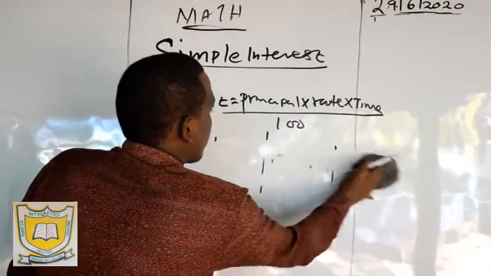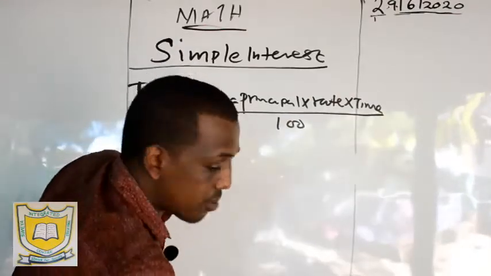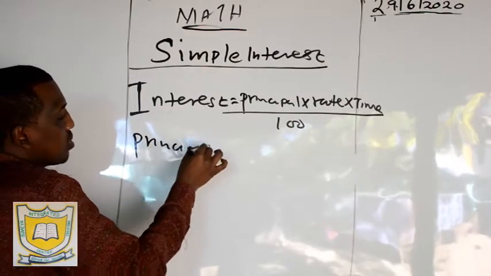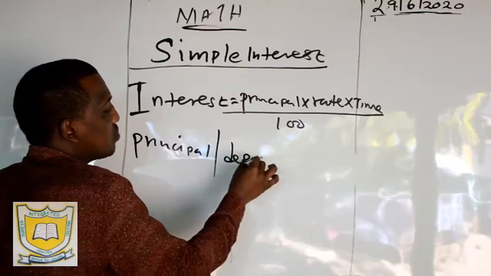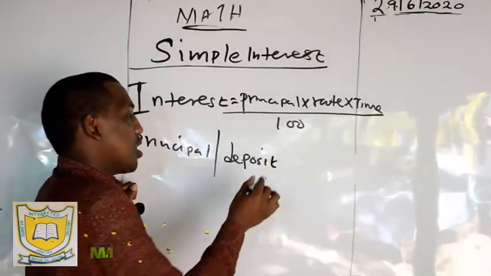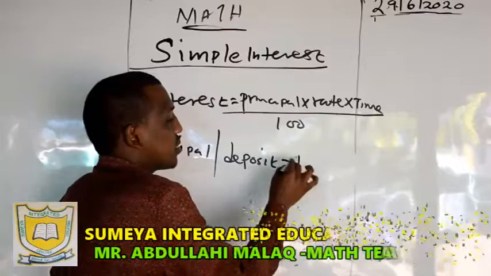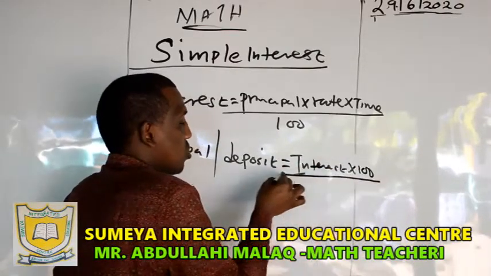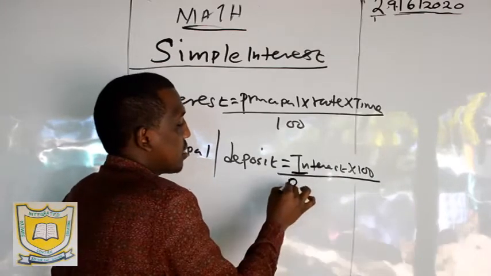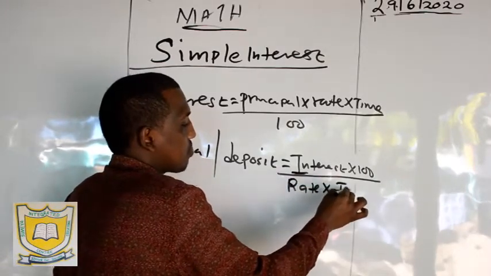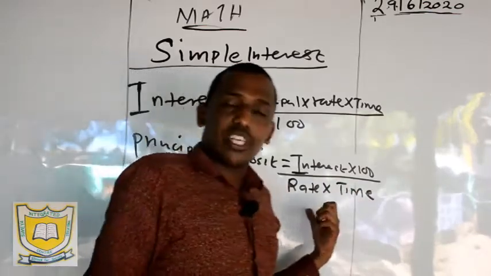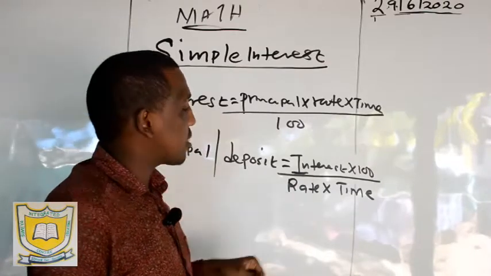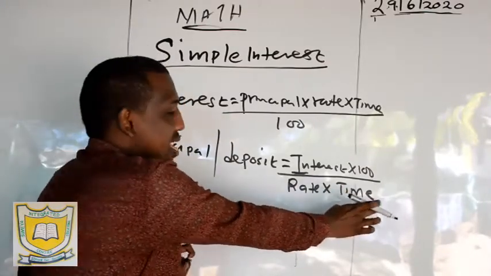Let us now find the principal. Principal is the same as the deposit. How do you get the deposit or the amount borrowed? Principal is equal to interest times 100 over the rate times the time. The rate is the percentage; you are given 10%, that is called the rate. And the time is either month or year.